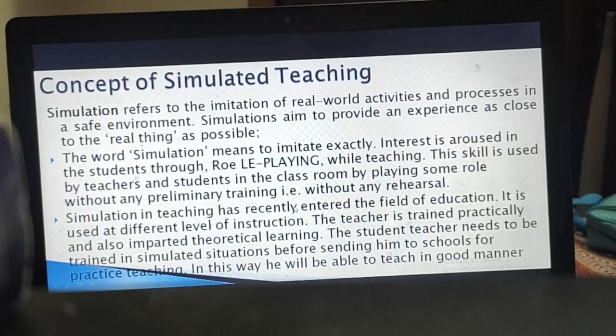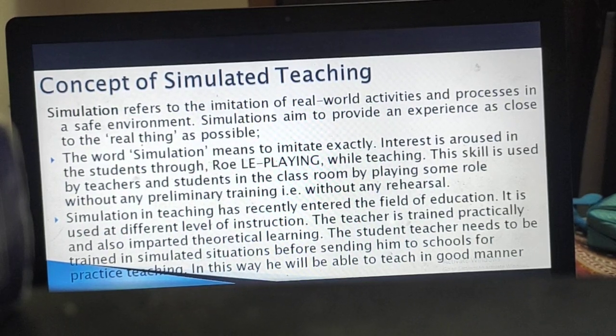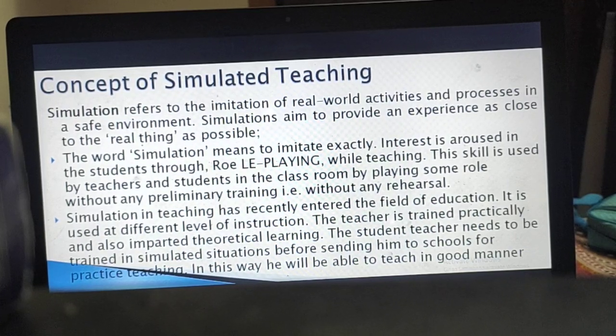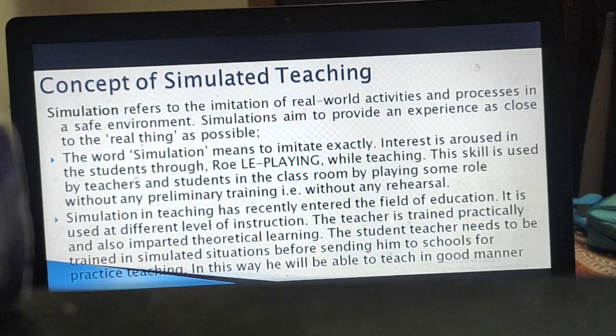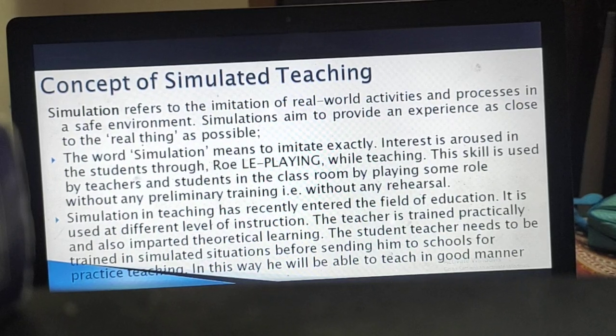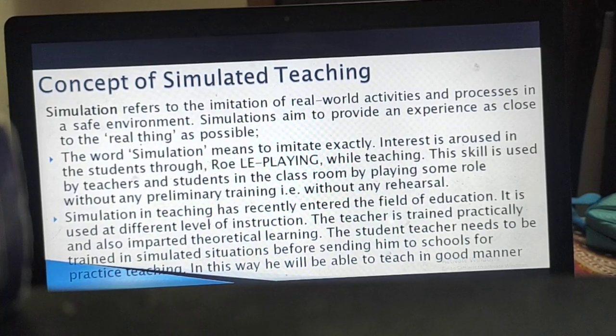First thing, you have to know what is simulation. A simulation refers to the imitation of real world activities and processes. I repeat, simulation refers to the imitation of real world activities and processes in a safe environment.